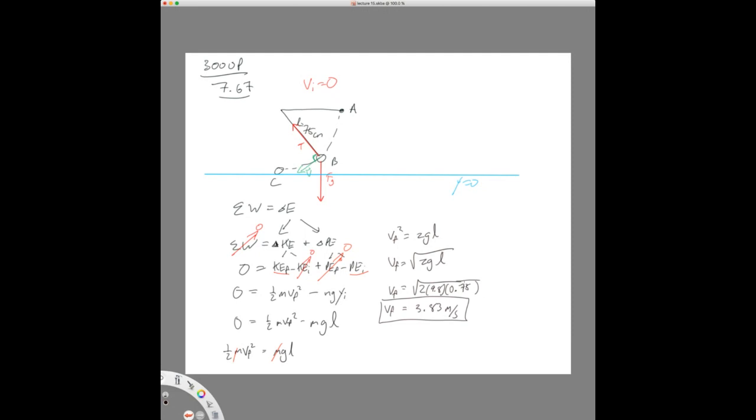Okay, any questions? Haley. I'm just confused how we went from the y initial to the m g L. Is that just because we know the length counts as y initial?